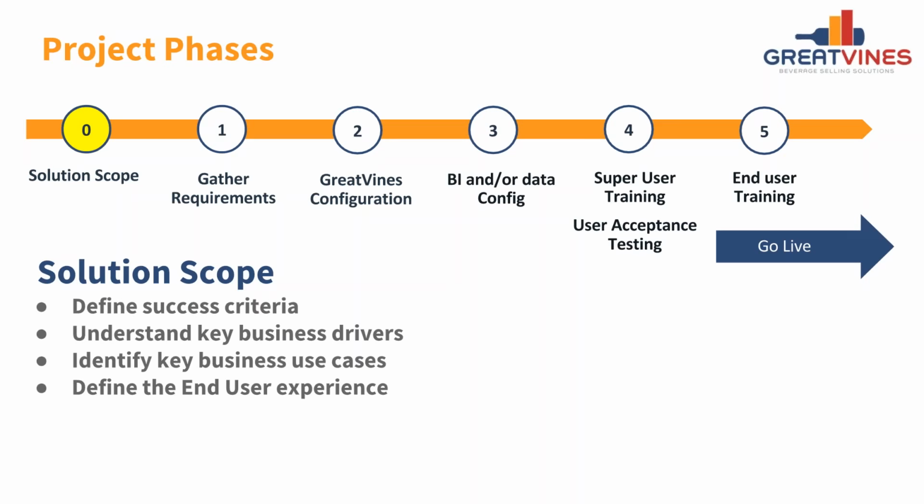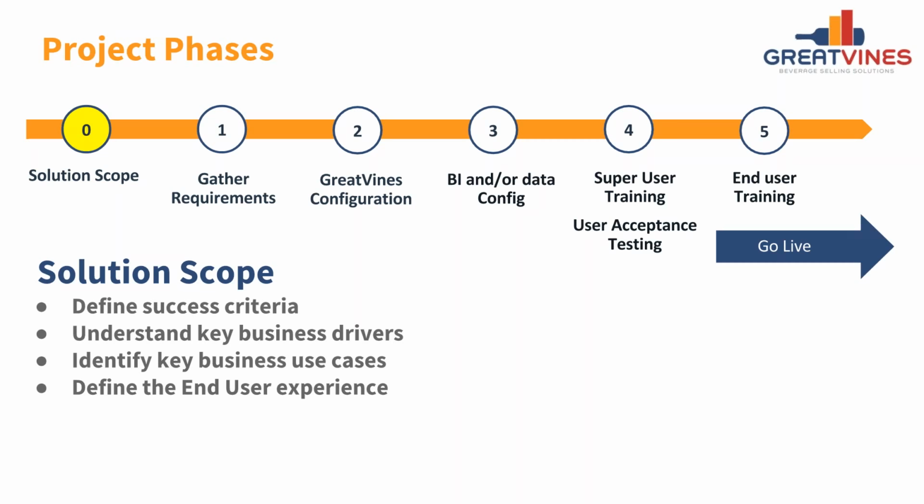For us at GreatVines, this represents the phases of our projects. Everything for us starts off with a solutions conversation. Some of that may start in the sales cycle, but we as an implementation team want to make sure that we have a good high-level understanding of what's happening and why the organization is bringing us in. And it starts with some very key areas.